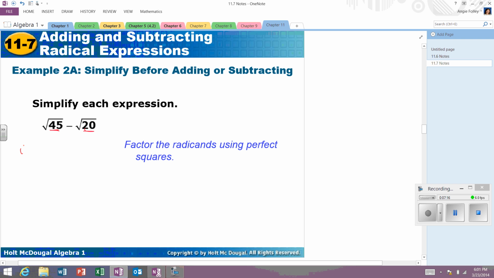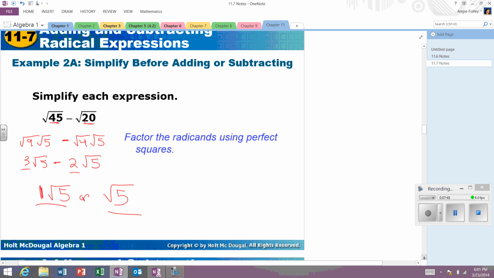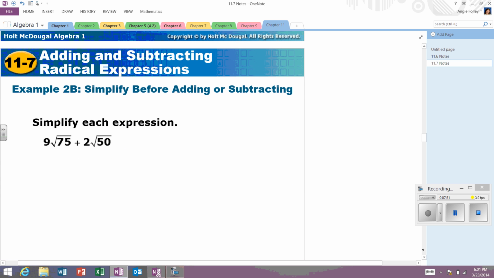So we can split 45 up into radical 9 and radical 5, and then we can split this up into radical 4 times radical 5. The square root of 9 is 3, and I don't have anything to do with the 5. The square root of 4 is 2, so now I have 3 radical 5 minus 2 radical 5. 3 minus 2 is 1, and then I have times radical 5. You could write it as just radical 5. You could either write it this way or this way, because you can put the 1 in front, it doesn't matter. So again, you couldn't do anything until you made them like radicals. So we're going to check on this one.